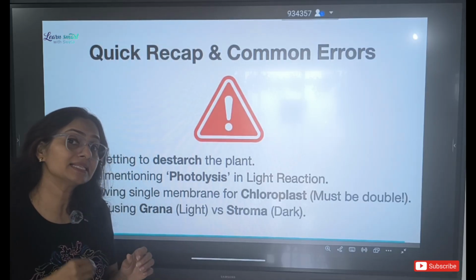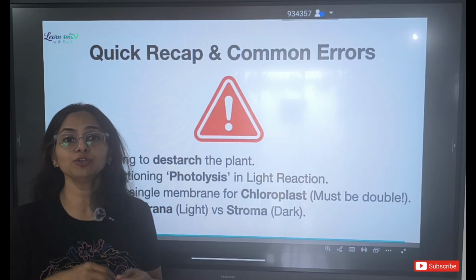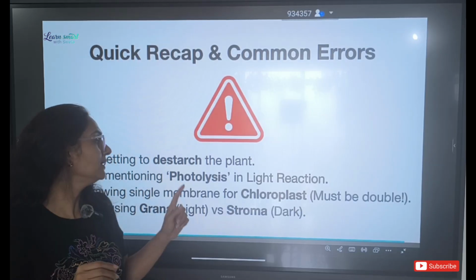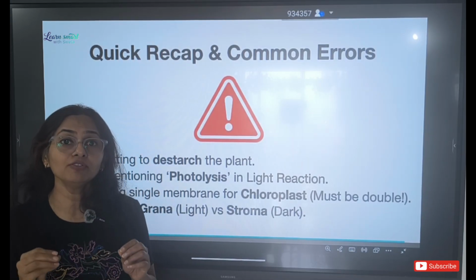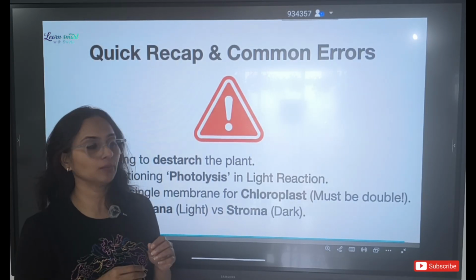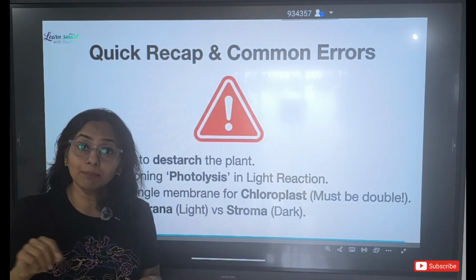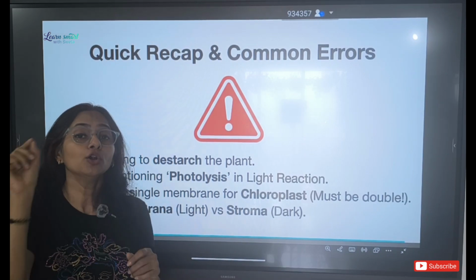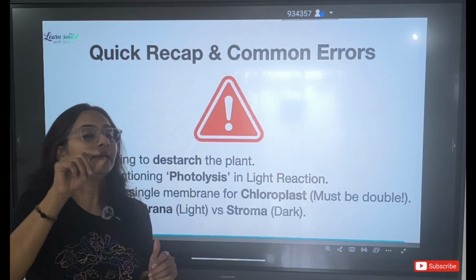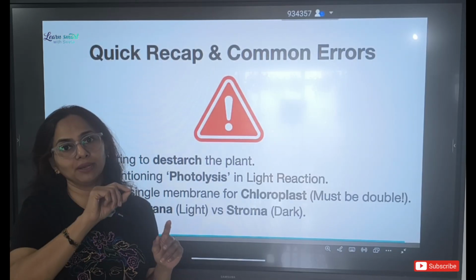So the common mistakes that students make. Number one, when you write the experiment, do not forget to mention that the plant should be destarched first. When you are writing the light reaction, do not forget to mention photolysis. It is a very important step, photolysis of water. When you are drawing the chloroplast diagram, it is a double layered membrane. So while drawing, do not forget to draw two membranes. If you draw only a single line, marks are cut. You will not get marks. So do not forget to draw the double membrane.